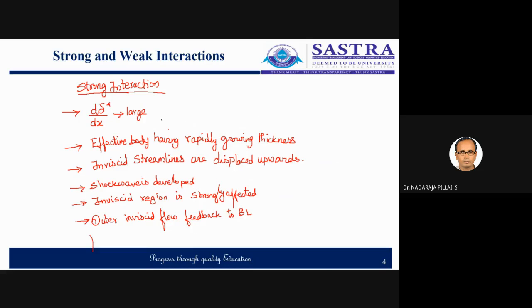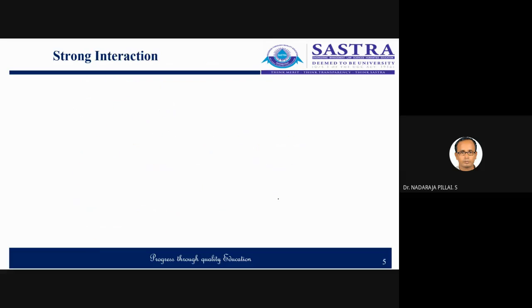Then we move to the characteristics of the strong interaction. In the strong interaction, d del star by dx is large, giving an effective body of rapidly growing thickness. Then the inviscid streamlines are displaced upwards, a shock wave is developed, and the inviscid regions are strongly affected. Then there is a feedback from the outer inviscid flow to the boundary layer. When the interactions are strong, these are all the characteristics we experience. Now let us start with the discussion further.